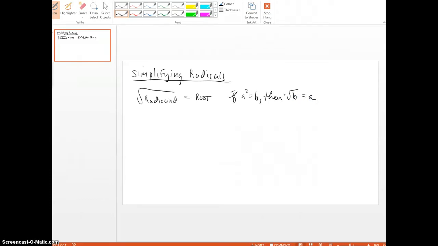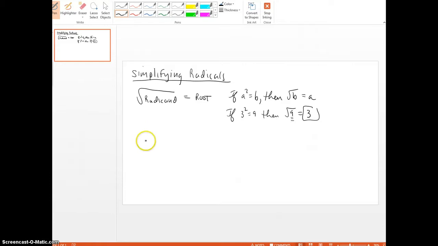With letters, that doesn't make much sense. But if we change it up a little bit, using numbers, if 3 squared equals 9, then the square root of 9 is 3. So basically, what to the second power would give me the number inside? That's what the definition of a radical is.